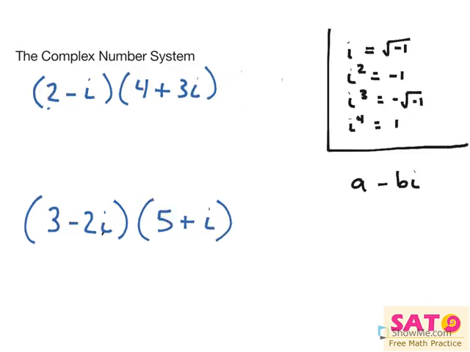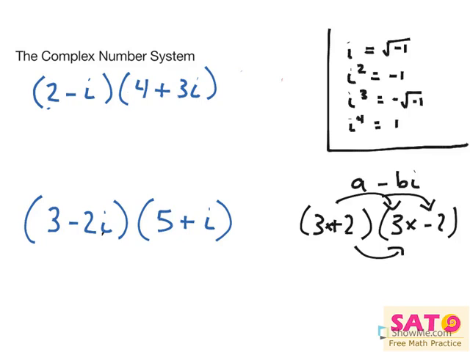Now it's getting a little more complicated because, if you remember from polynomials, if we are going to multiply, we have to multiply using FOIL, such as this, (3x plus 2) and (3x minus 2). We'd have to multiply it out with FOIL, and same thing here, except we have a little issue that we'll get to. So 2 times 4, 2 times 3i, -i times 4, and -i times 3i.